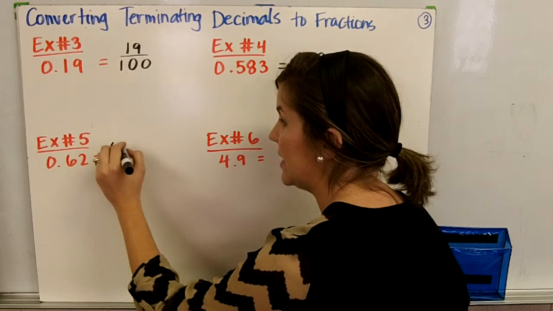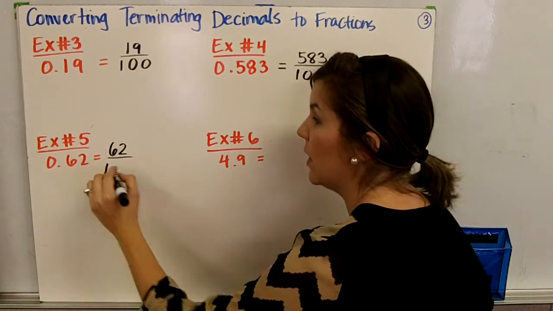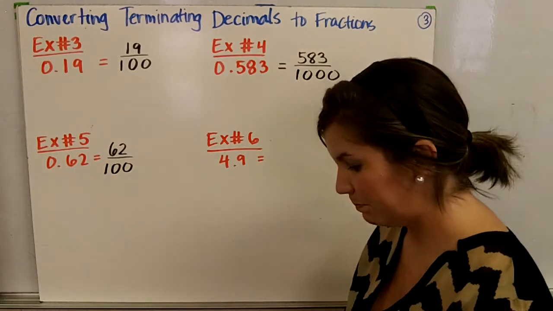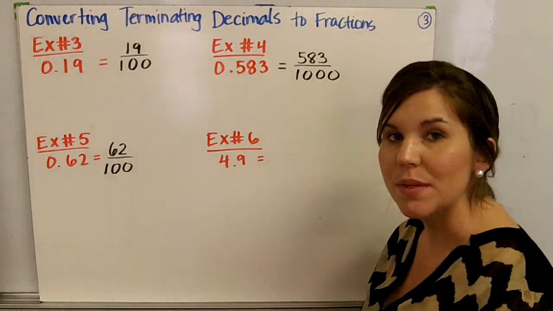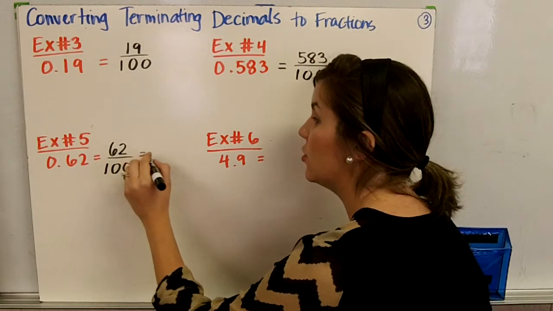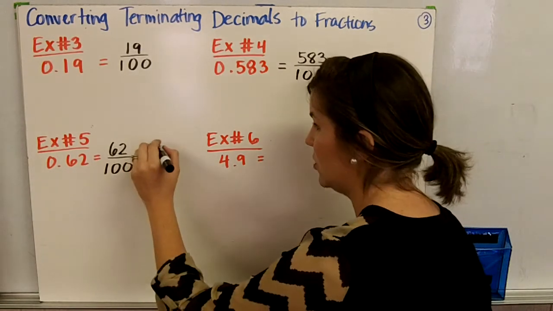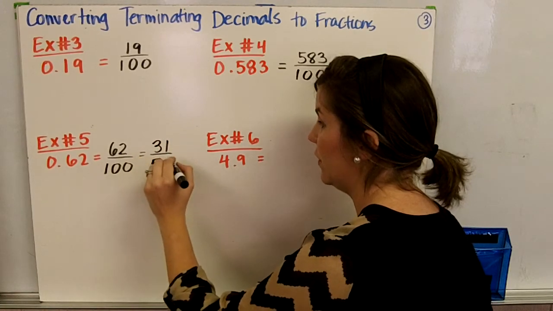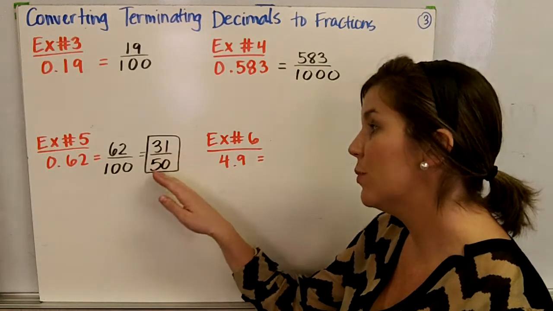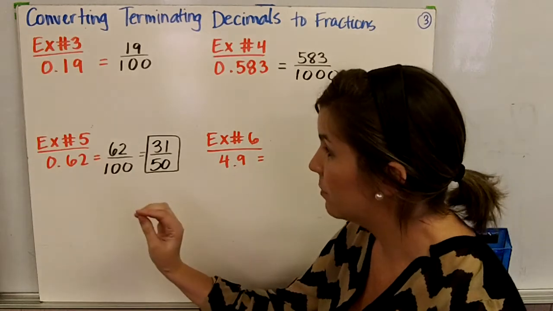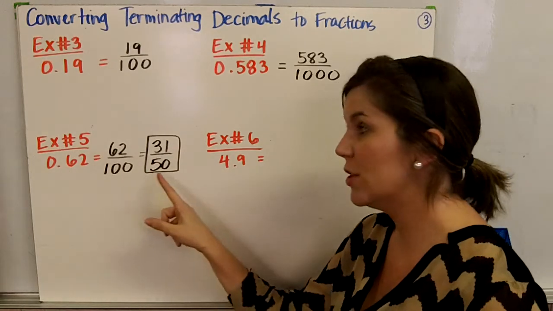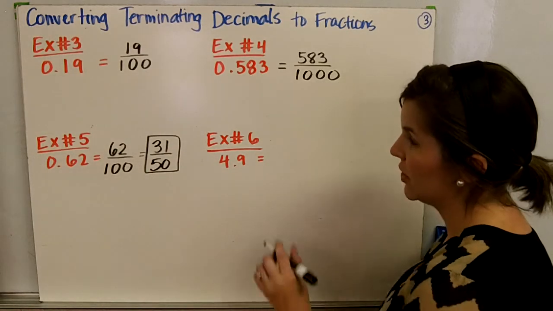Example number 5, 62 hundredths. So we can say 62 goes in the top, put a 1 in the bottom, and add zeros until the bottom is bigger than the top. So 100's in the bottom. 62 divided by 100. Type this into your calculator. Press math and hit enter twice. And your calculator is going to change it to lowest terms, which gives you 31 over 50. So this would be your answer. 62 hundredths is the same thing as 31 over 50. Now, you could have done this without a calculator. 62 divided by 2 is 31, and 100 divided by 2 is 50. So just reduce the fraction.